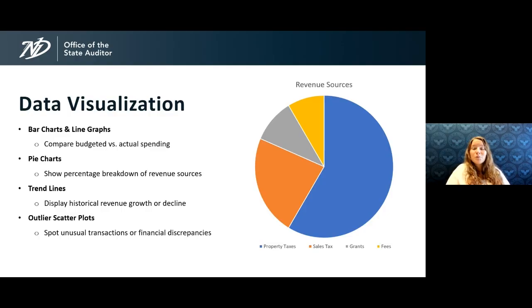These are super helpful to bring to your council meetings or board meetings to present how things are looking, rather than just a bunch of numbers on a spreadsheet or something like that. Over here on the right, we show a pie chart that shows a breakdown of revenue sources. You could use trend lines to display any historical revenue growth or decline, and then outlier scatter plots. You could spot unusual transactions or any financial discrepancies with that as well.